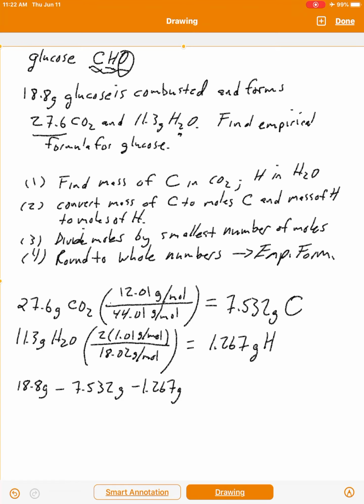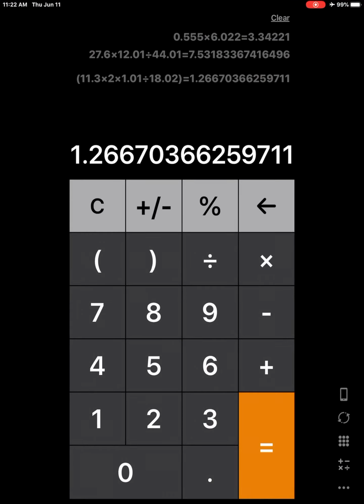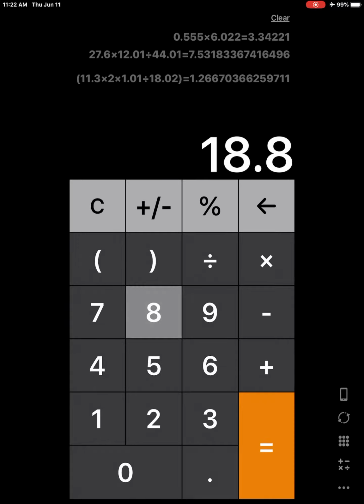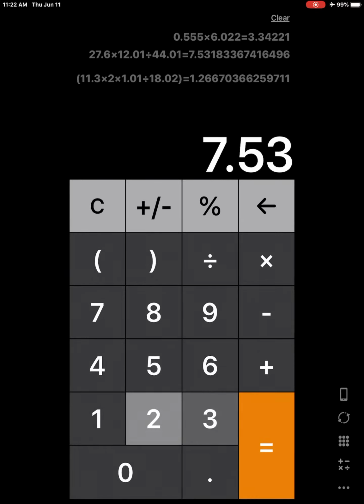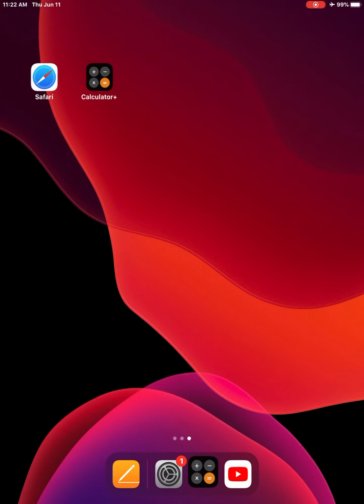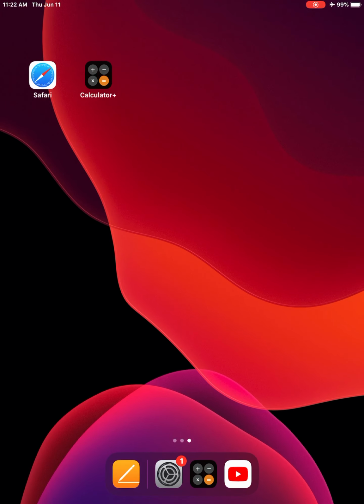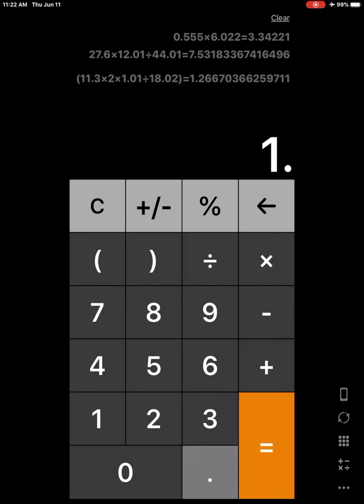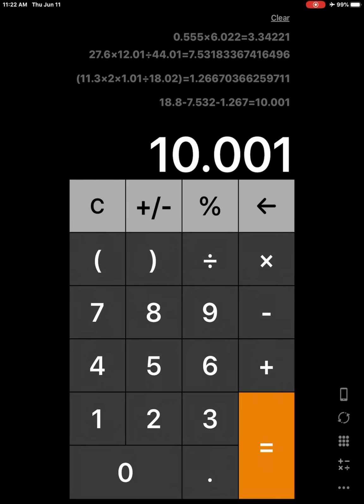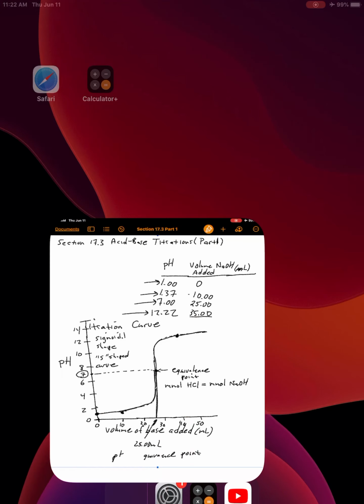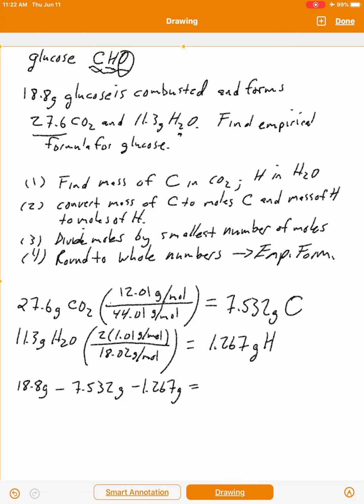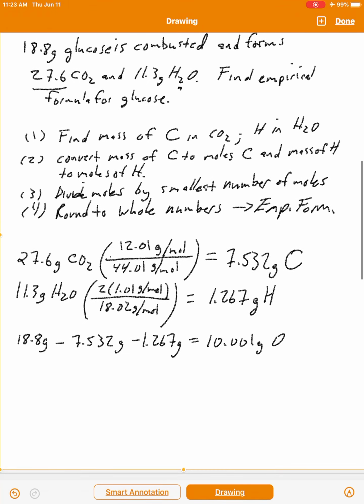So 18.8 minus 7.532 minus 1.267. And it's almost exactly 10 grams, 10.001. That's your mass of oxygen, right? It's the total for glucose minus the mass of carbon and minus the mass of hydrogen.